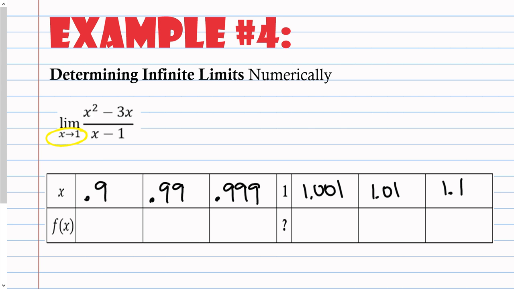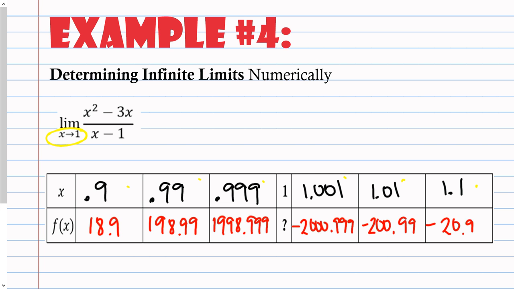Okay, so 0.9, 0.99, 0.999, because the further along we go, the closer these numbers get to 1. Now on the right side, I'm trying to get these numbers also close to 1. So 1.001, and then 1.01, and then 1.1. The idea is that you would plug every one of these numbers into this equation to get out your f of x. Of course, I've done that already.